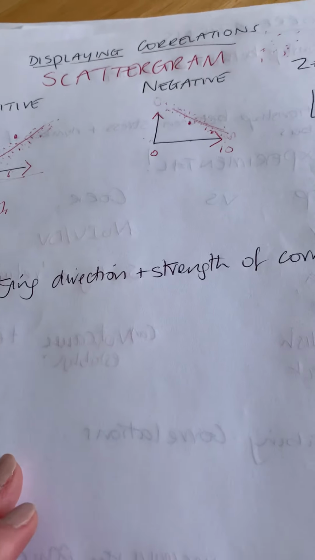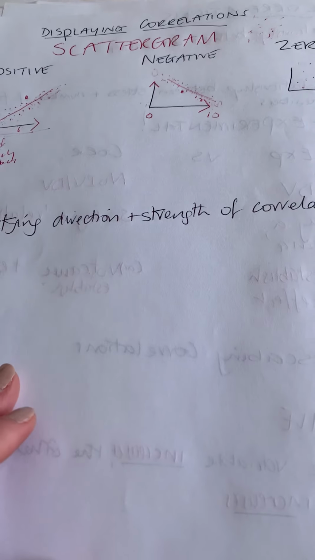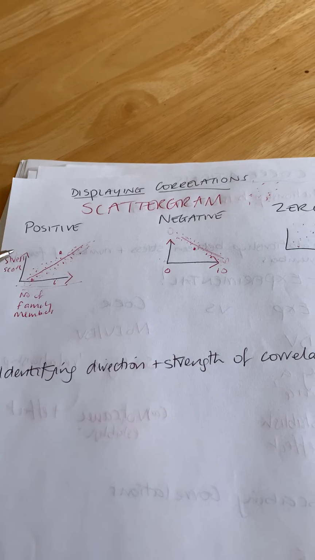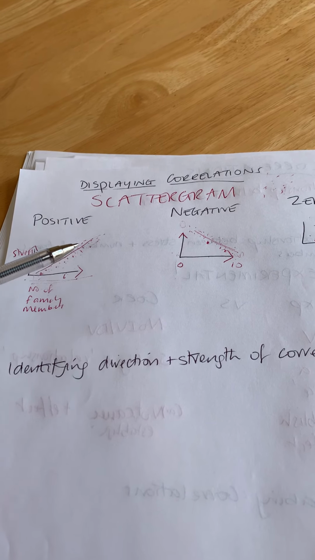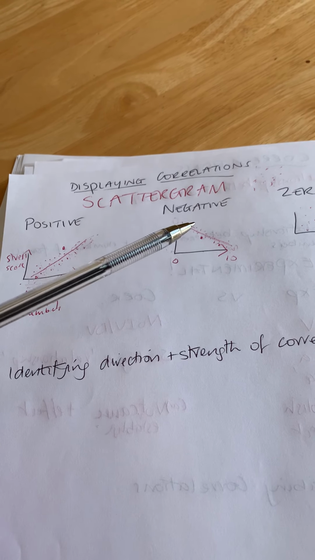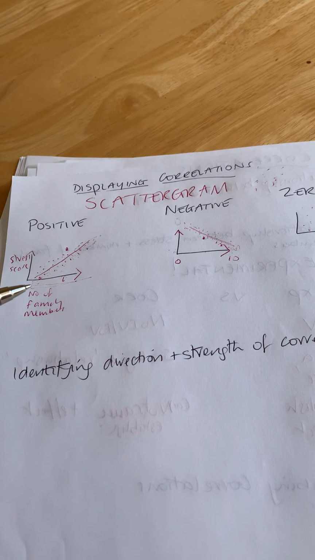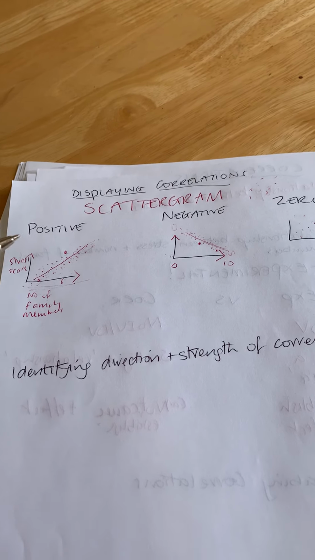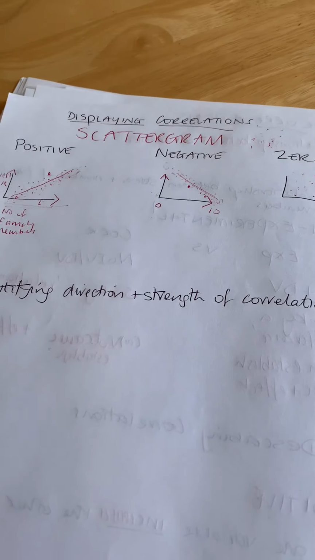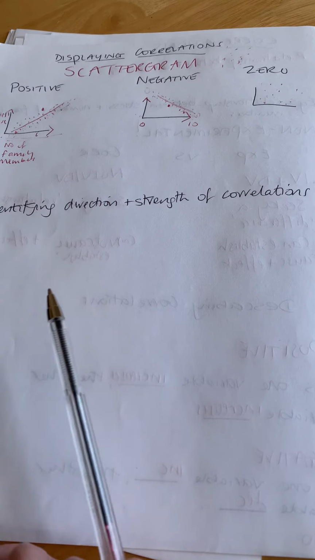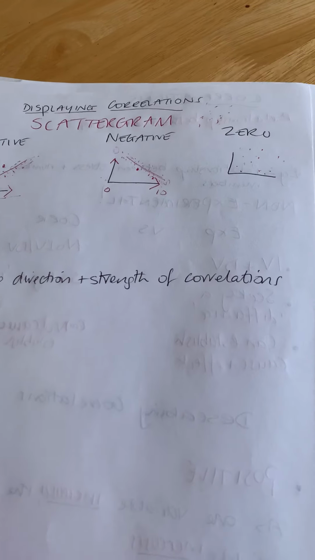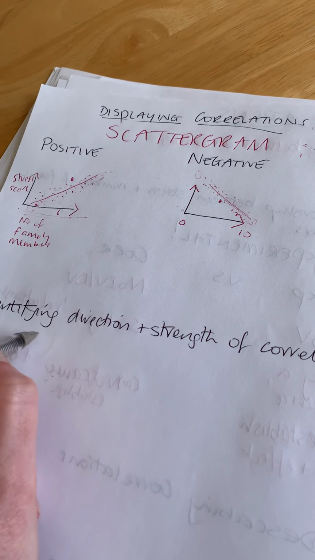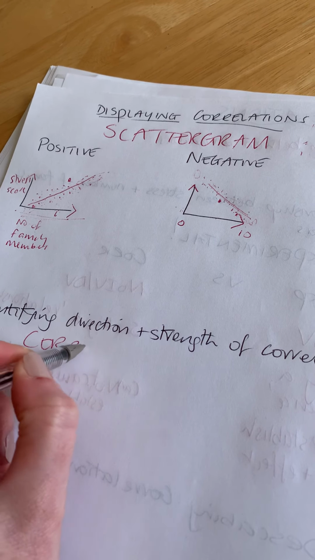Okay. Now, the last wee bit, you'll see that sometimes a correlation isn't going to follow this absolutely perfect trend for positive or negative, and it can be more difficult then to work out, well, is it a positive correlation or is it a negative correlation? How strong of a correlation is it? So there is a way of identifying the direction and the strength of correlations, and it is using a correlation coefficient.